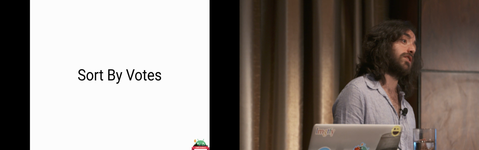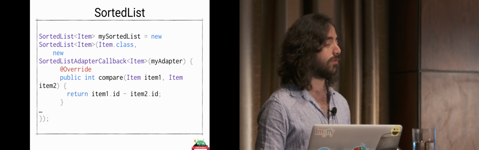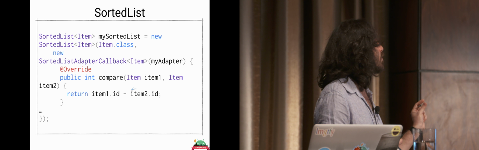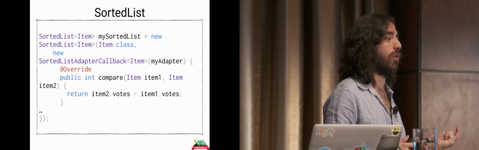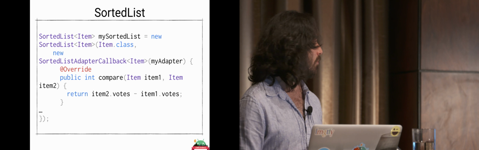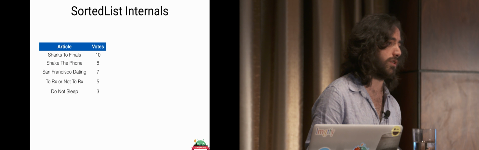Now, let's say we wanted to sort our news by the number of votes. To do that is very simple, right? You had one compare method. We will change that to instead compare by the number of votes. So now all of the items will be sorted by the number of votes. But let's look at the internals of how sorted list works.